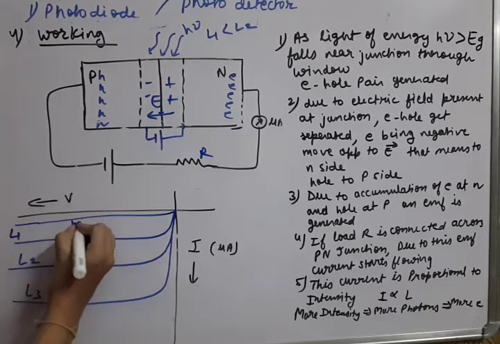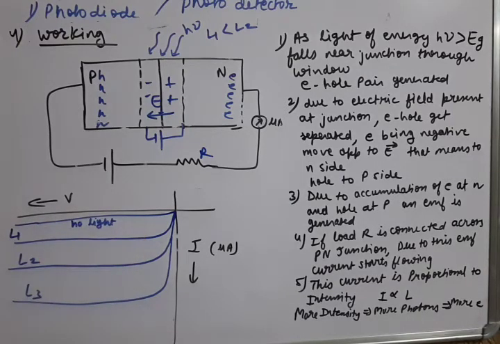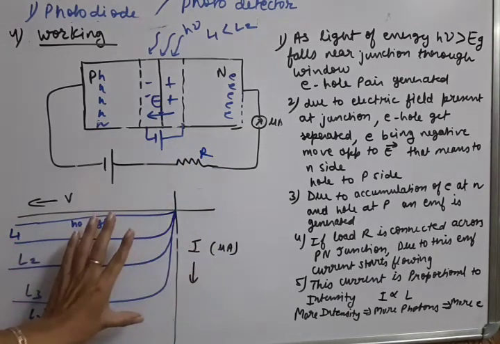This first graph we can write for no light, and L1, L2, L3 are increasing intensities. Okay, this condition at last we can write down: L3 is greater than L2 is greater than L1. So this is the graph, and why is the graph on this side? Because we are working under the reverse bias. So on the reverse bias side we will draw the graph. We will not plot the graph on the forward bias side.